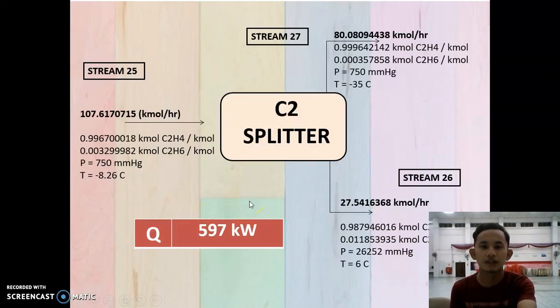And for the next is C2 splitter 2, the same as the other one before, but we need this unit because we have to achieve the target purity, which is 99.9%. For the inlet, the temperature is negative 8.26 degrees Celsius and the pressure is 750 mmHg. And for the outlet that we need, it is negative 35 degrees Celsius and the pressure is 750 mmHg. So for the heat release, it is 597 kilowatt.